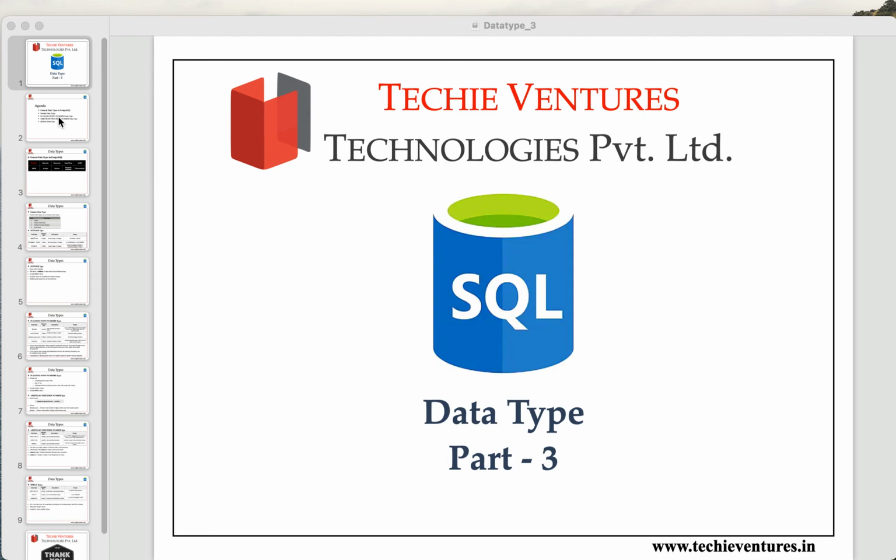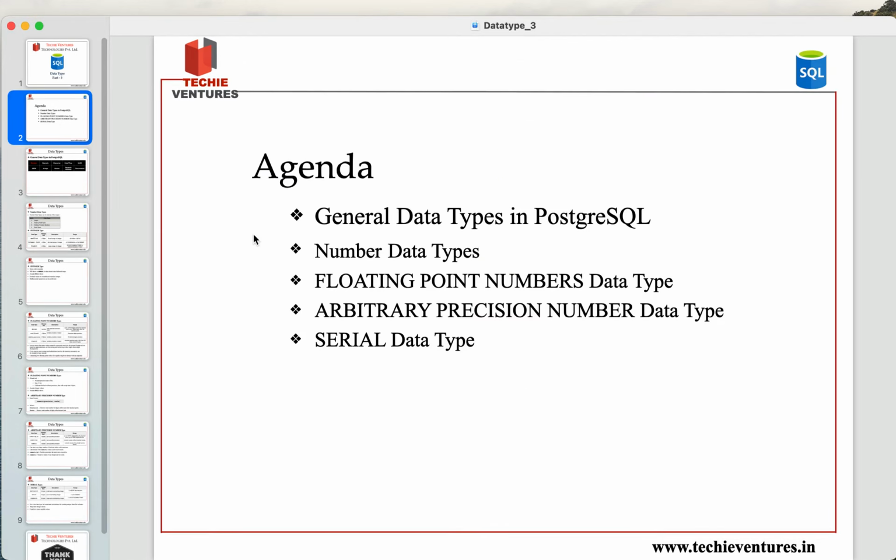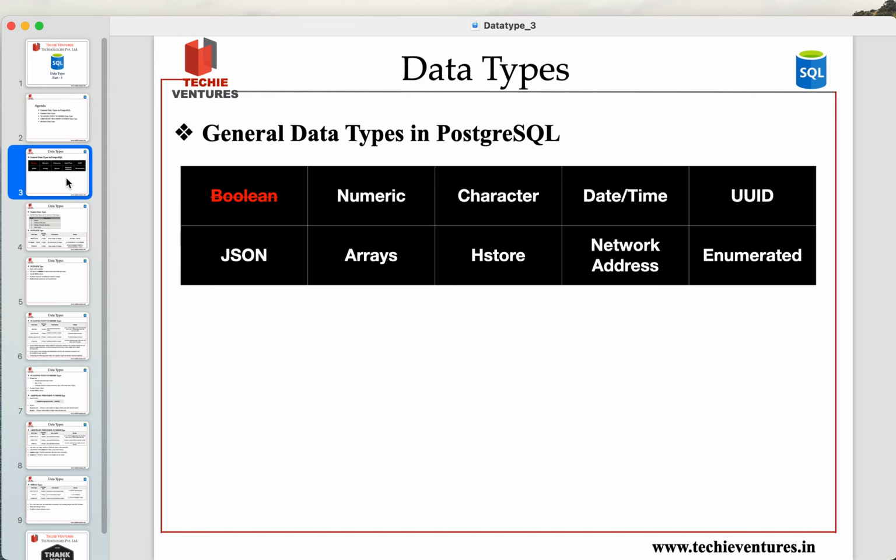In today's session, we are going to talk about the following: the general data types in PostgreSQL. We will just review them, and then we will go into the number data type. Inside the number data type, we are going to discuss floating point numbers, arbitrary precision numbers, and the serial data type in detail. So we have already seen the general data types in PostgreSQL: Boolean, numeric, character, datetime, UUID, JSON, arrays, hstore, network address, enumerated.